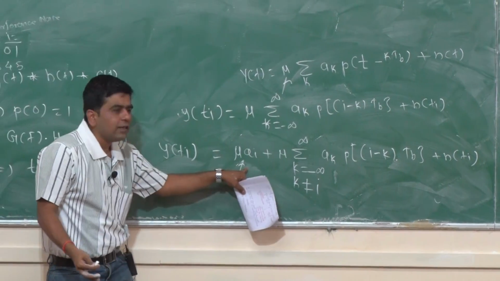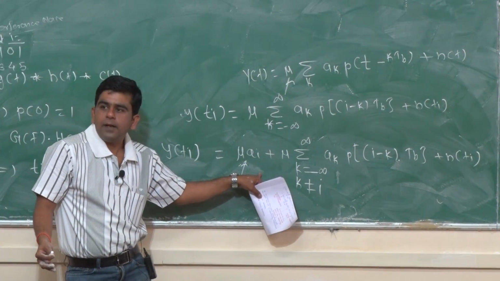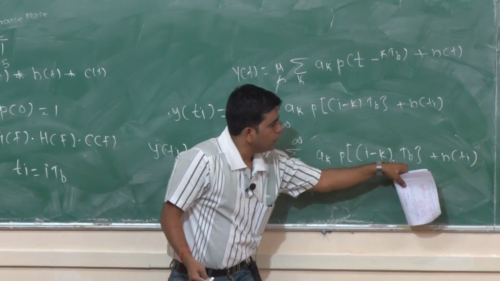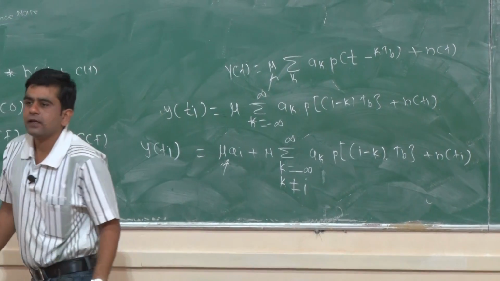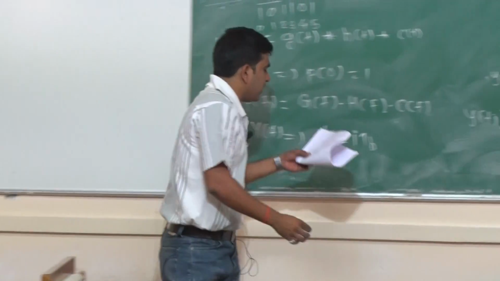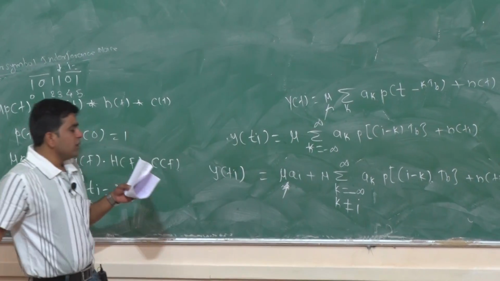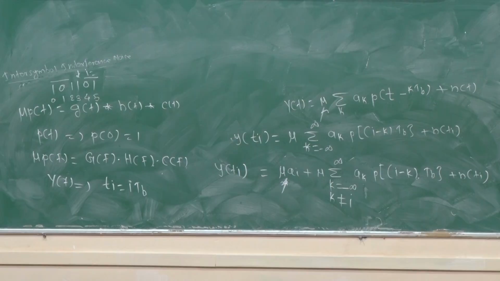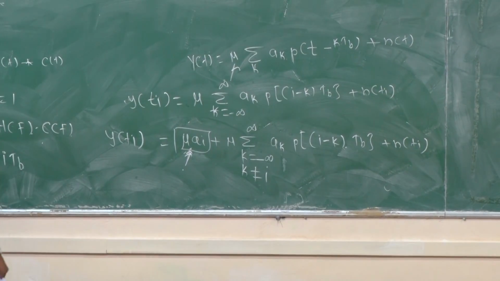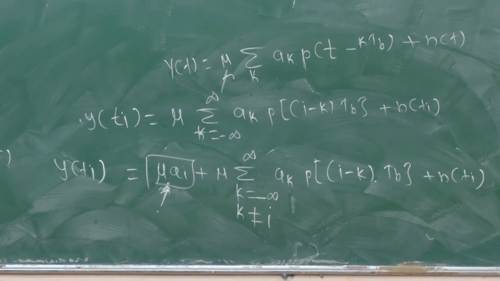So the response of i is given as scaling factor multiplied with your A_i. This one is A_k P of (i minus k) Tb plus n of Ti. This n of Ti is nothing but the noise generated by your channel, that is a white Gaussian noise. So here this first term is nothing but, write down here, contribution of ith transmitted bit.